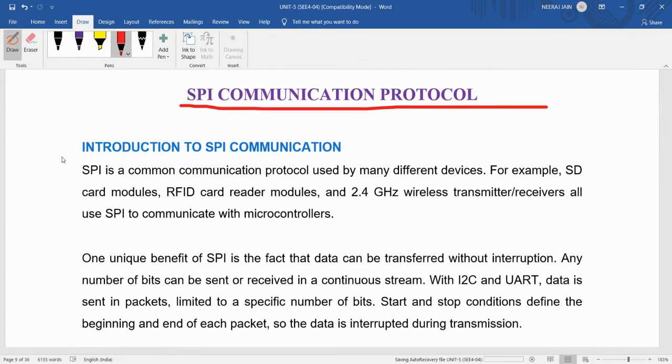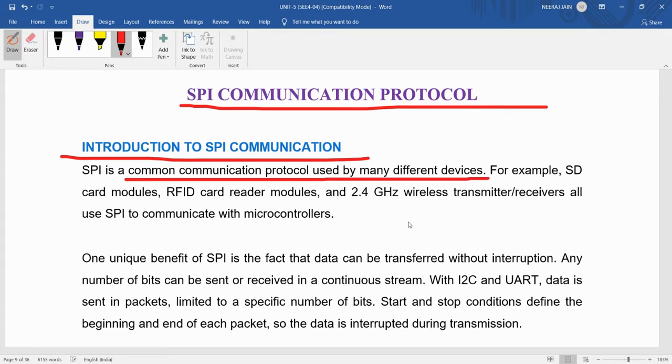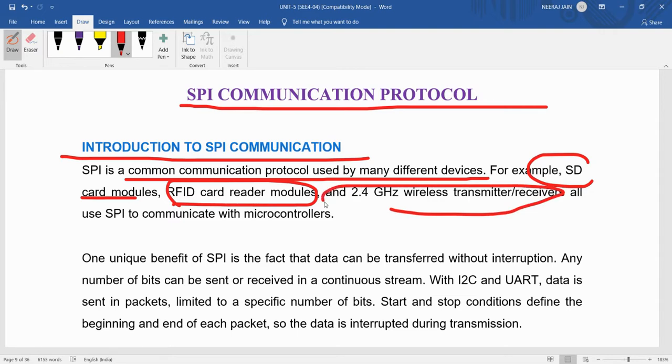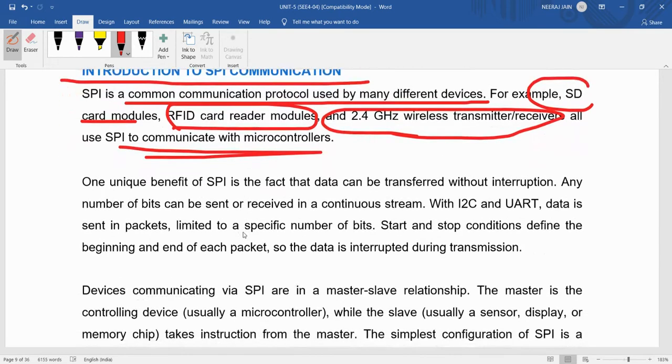So, what is the introduction of the SPI communication? SPI is a common communication protocol used by many different devices. Some applications are the SD card module, RFID card reader module, and 2.4 gigahertz wireless transmitter receiver. In all places, we use the SPI communication with microcontrollers.